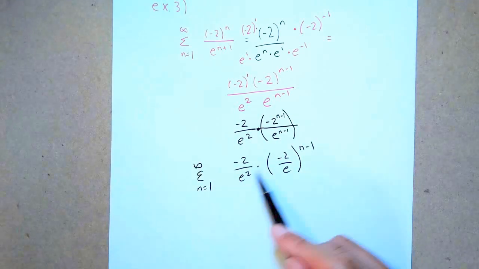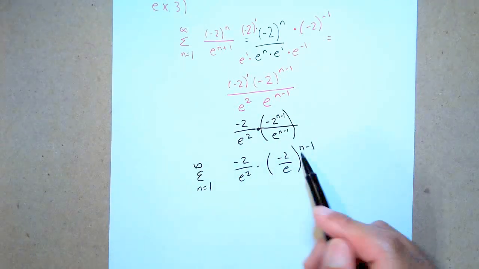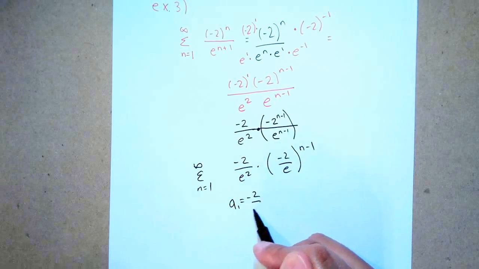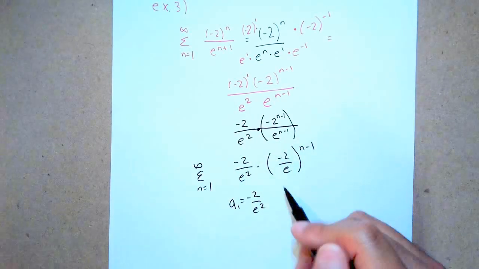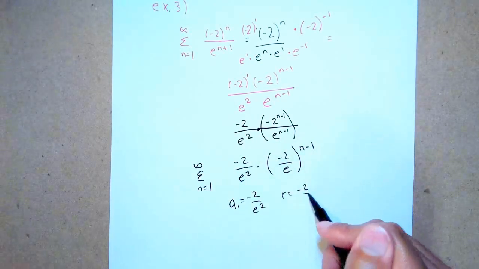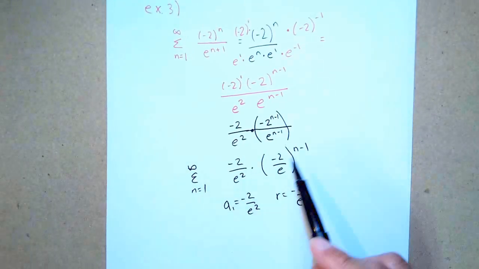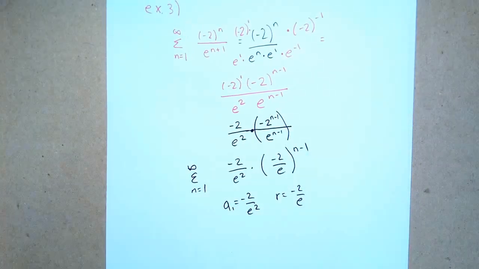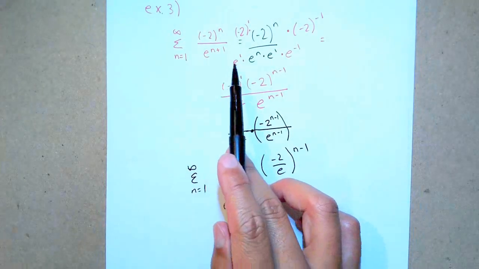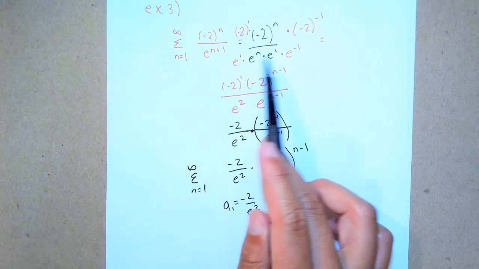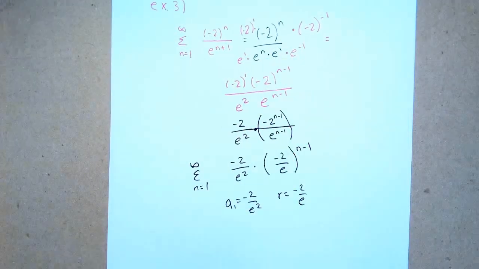Well, when I plug in 1, 1 minus 1 is 0, this is going to cancel out, leaves me my first term. So I know a1 is equal to negative 2 over e squared. And this is going to be my r, which is negative 2 over e. So in this problem, it makes sense because now this 1 is that 1, and it has to match up. So sometimes there is a little bit of work. Whenever there's a number that you don't need, split it up, and then add what you need, but also add so that this cancels out top and bottom if needed.